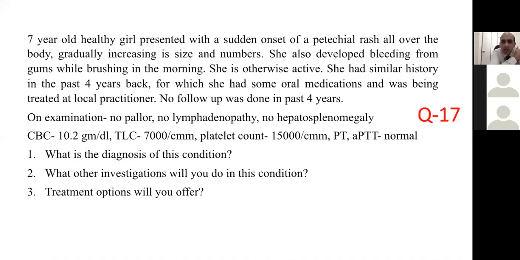What other investigations will you do in this condition? We usually do an immature platelet fraction. Yes, you can do an IPF, but even if you can't, the more important thing that you need to do is a peripheral smear. You need to write peripheral smear. That is the most important investigation to make sure that there is nothing abnormal. And if you have only isolated low platelets and the child is otherwise well, with no organomegaly, you don't have to do a bone marrow.